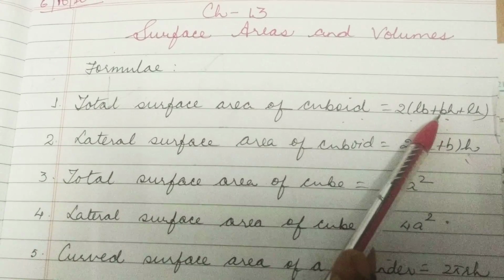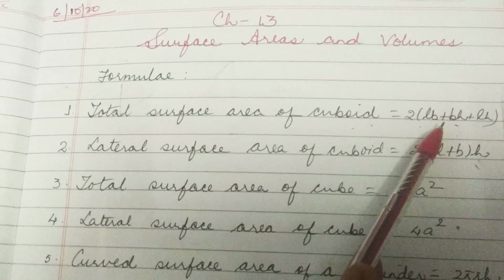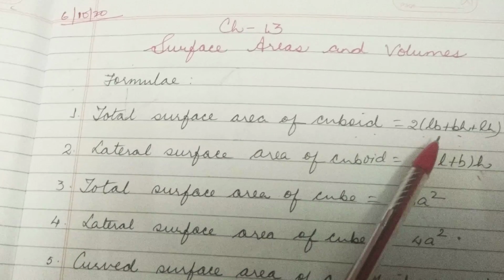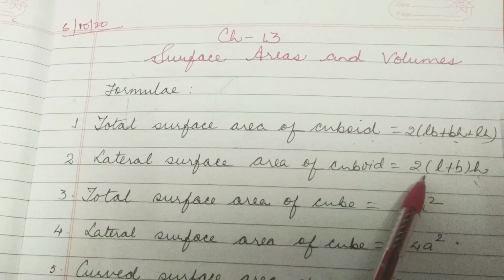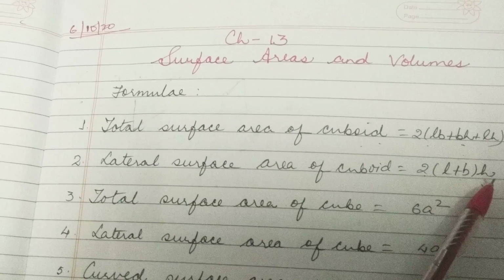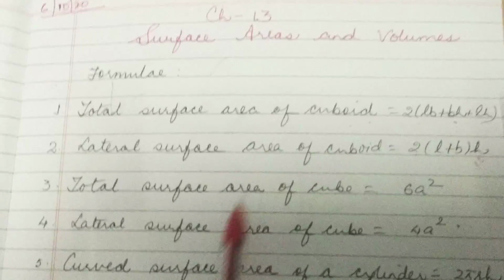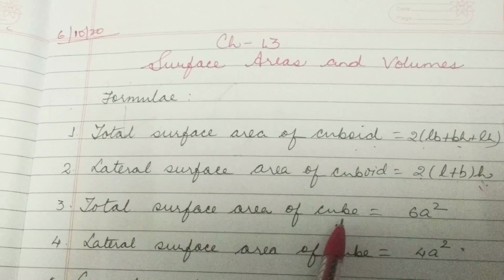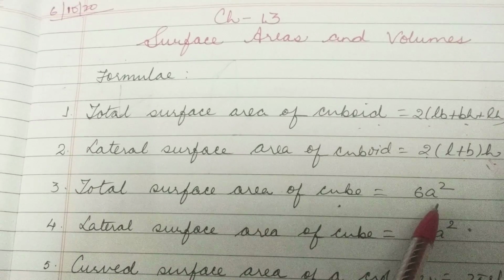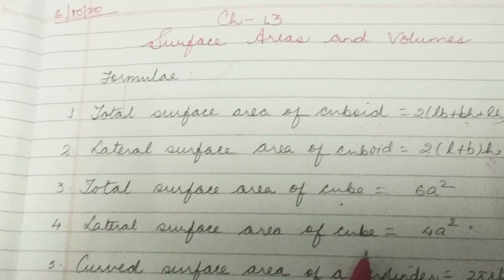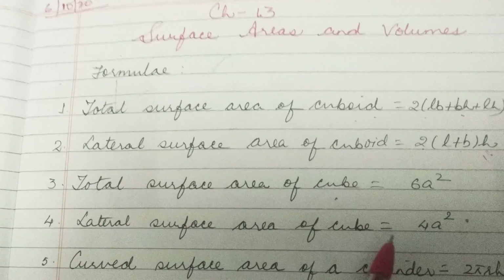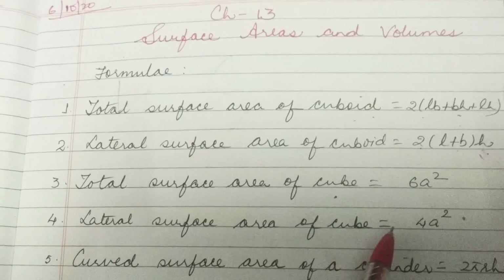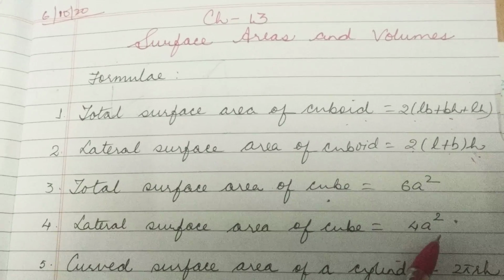Lateral surface area. What do you understand by lateral surface area? Lateral surface area means area of four walls of a cuboid. So it is given by the formula 2(L + B) × H. Now the total surface area of a cube of side A, when the side of a cube is A, is 6A². And the lateral surface area of a cube means area of four walls. So area of one wall is A², as it is square in shape. So the area of four walls of a cube will be 4A².